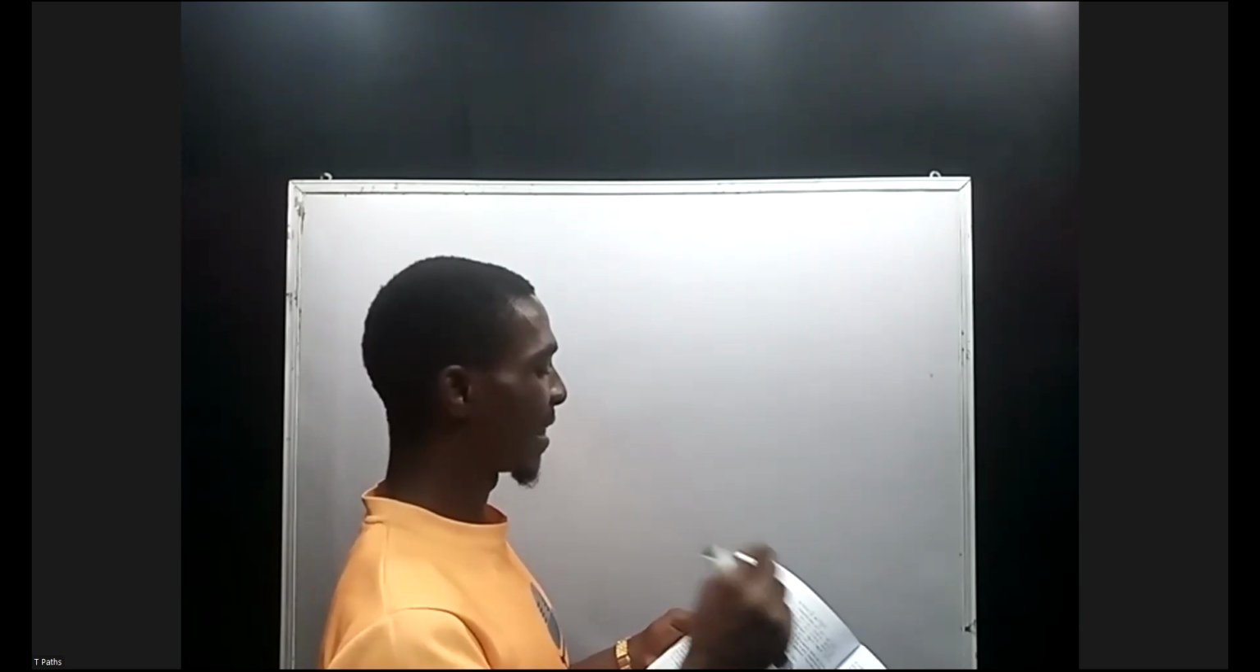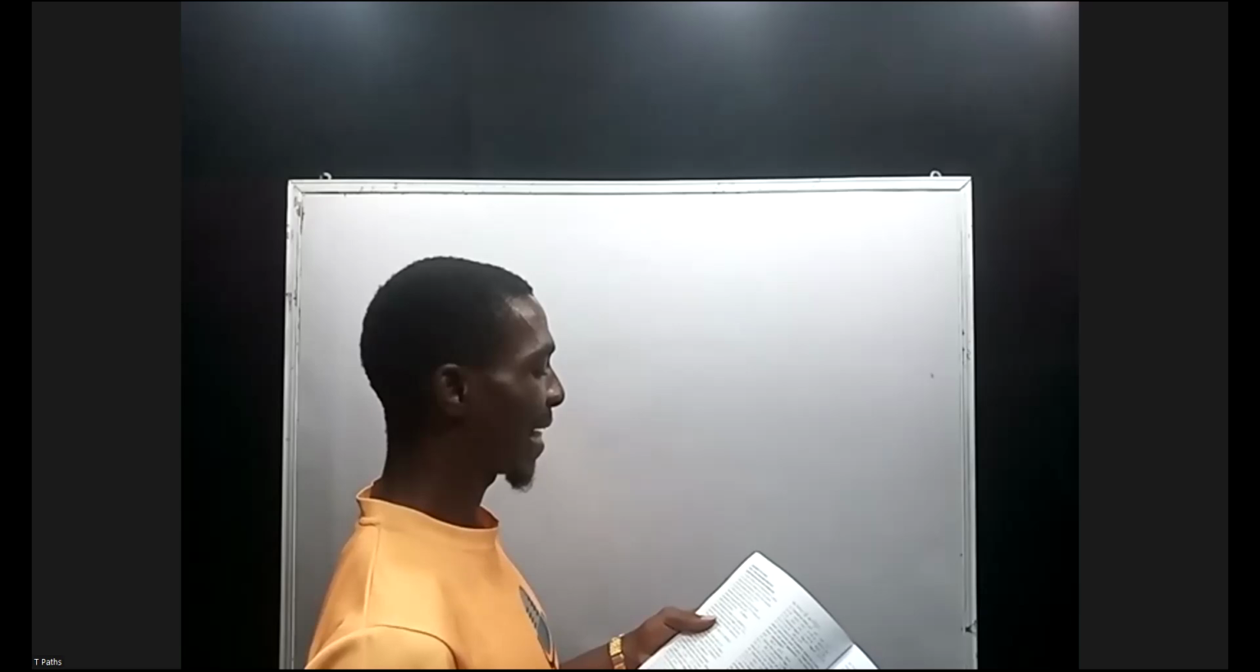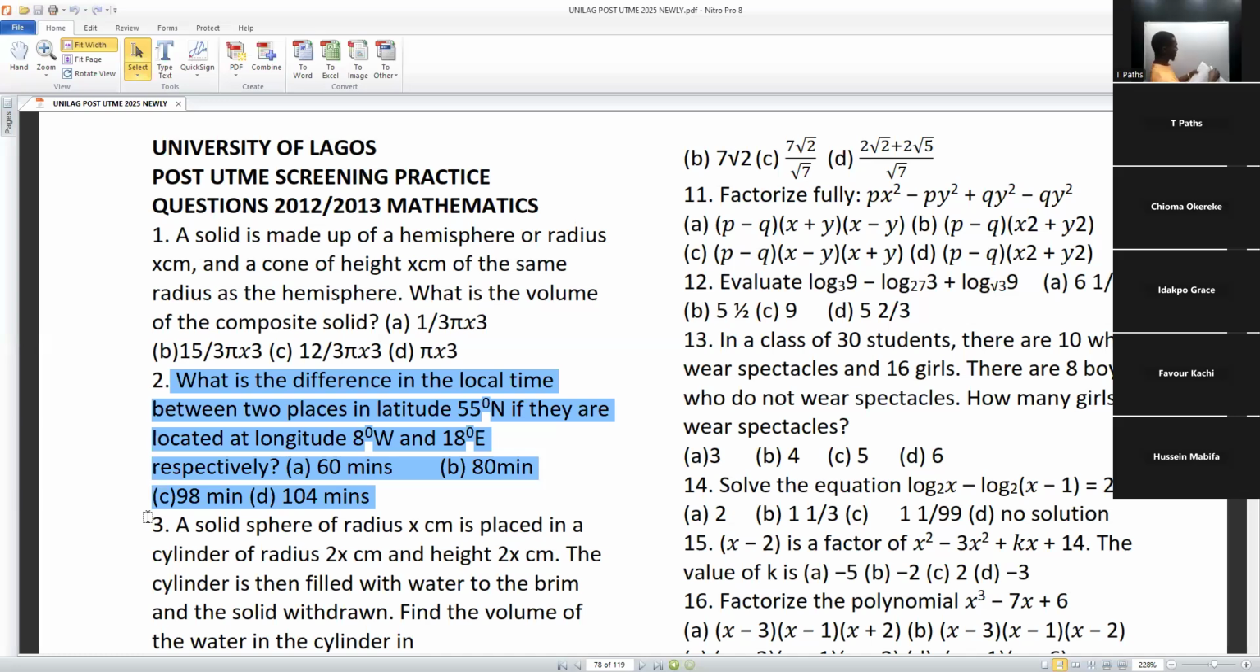Now the question says, what is the difference in the local time between two places in latitude 55° north if they are located on longitude 8° west and 18° east, respectively? Now, this question is on longitude and latitude. Now, listen to the explanation so that you can have your solution.